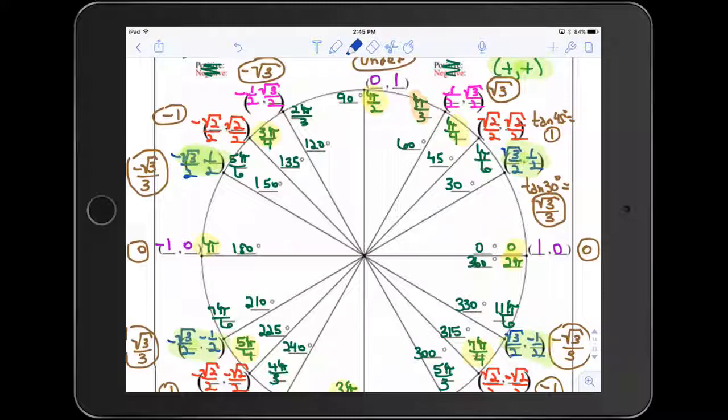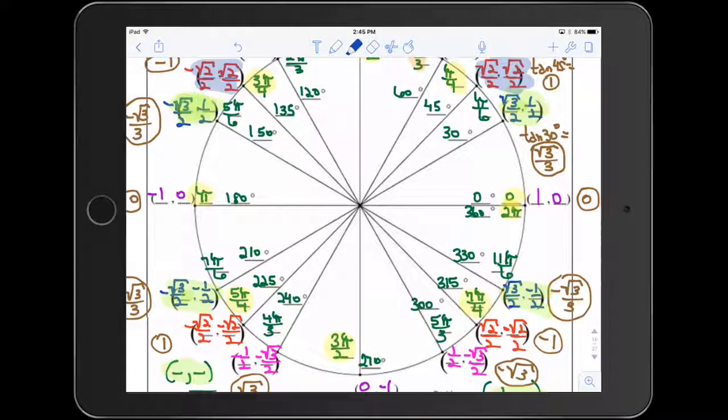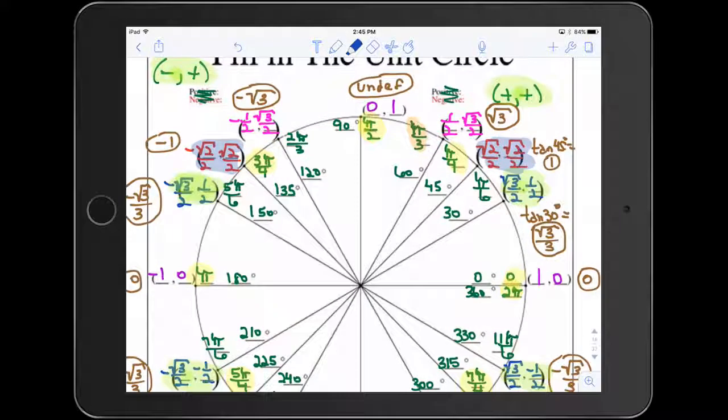the pi over 4s. So this one right here, notice this is the same thing as this, except for the signs depending on which quadrant it is, and same as this, and same as this. They're all the same, it's just whether they're positive or negative depending on the quadrant. And then lastly, of course, the pi over 3s.